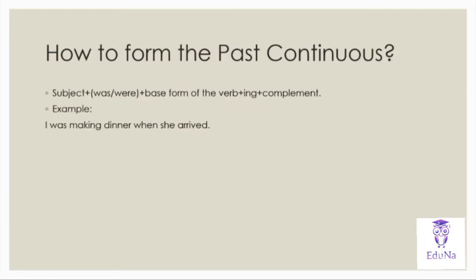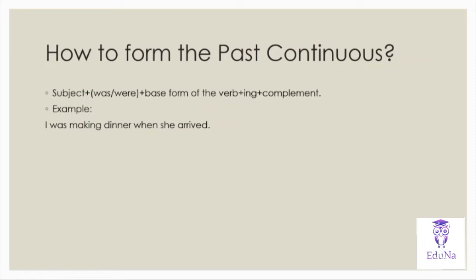Okay, now how to form the past continuous? We should put the subject, was or were, referring to the subject. If the subject is singular, we put was. If the subject is plural, we put were. Then the base form of the verb plus ing, then the complement.